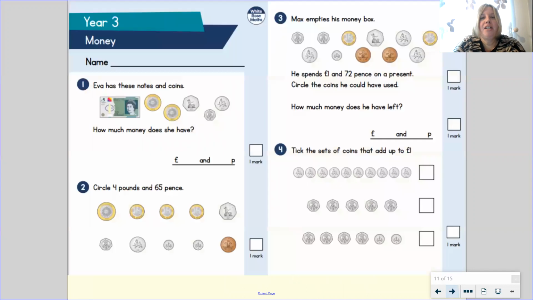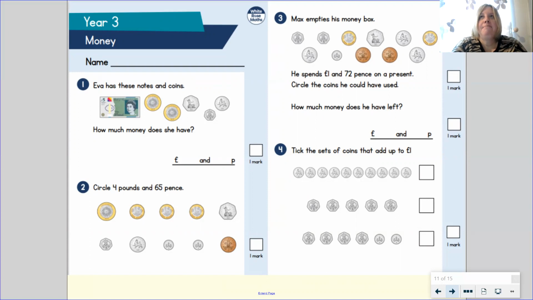So let's look at the first part of our task. So question 1. Eva has these notes and coins. How much money does she have? Question 2. Circle £4 and 65p. I would like you to draw the coins that you could use to make £4 and 65p.